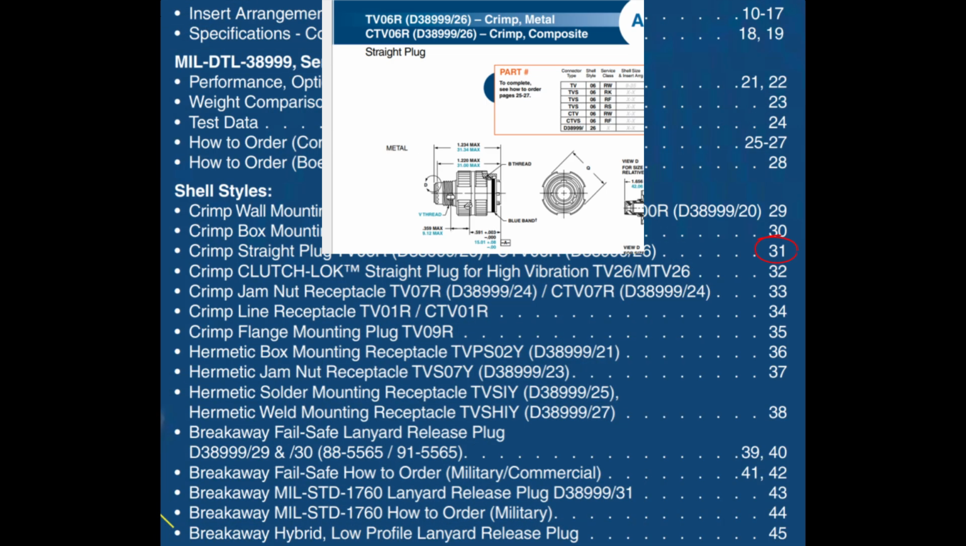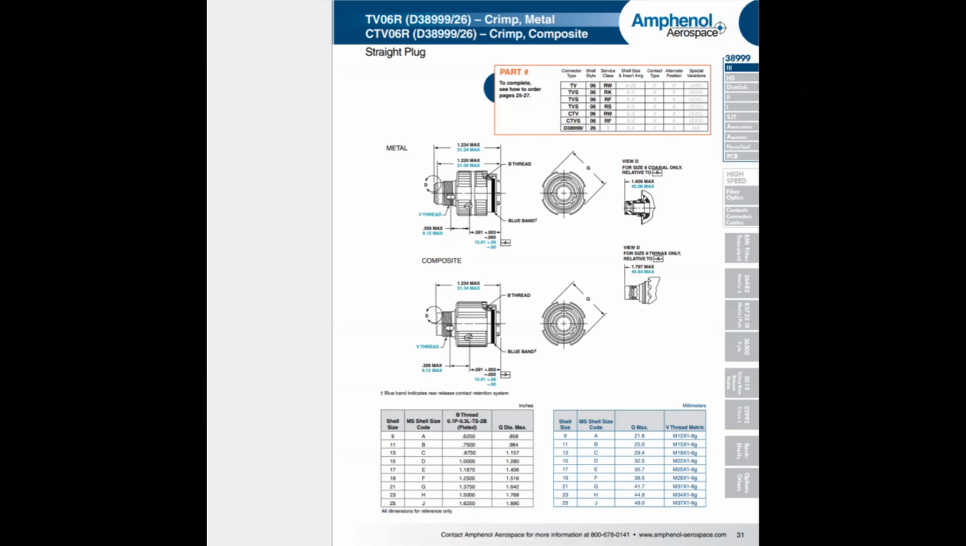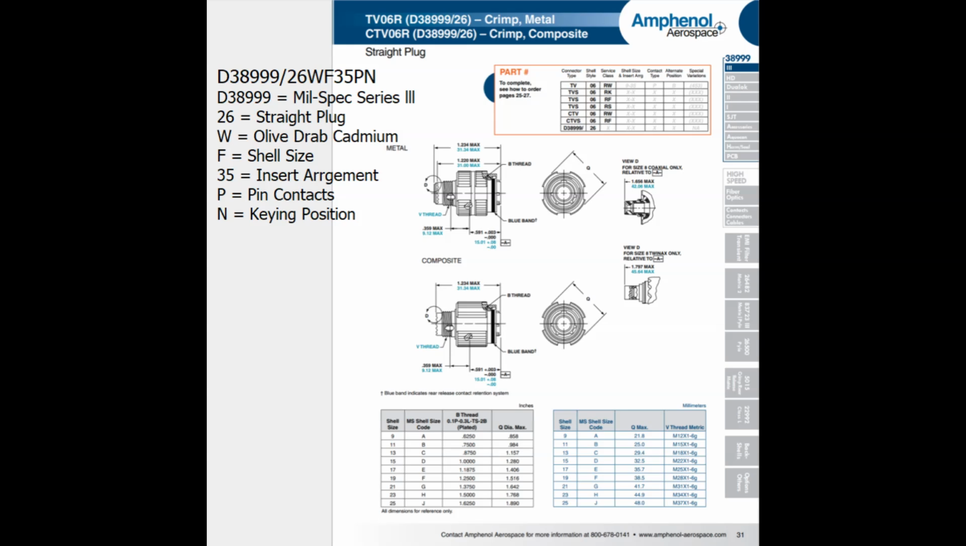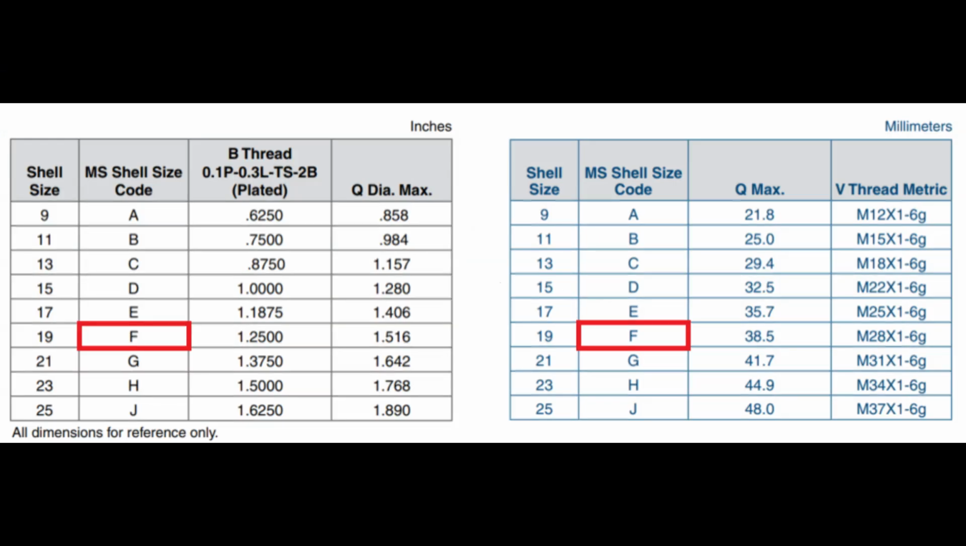On page 31, we find a detailed illustration of the connector along with its precise measurements. Here is a summary of the part number. Since we know the shell size is F, we can use this information to determine the corresponding thread size and diameter, both in inches and millimeters.